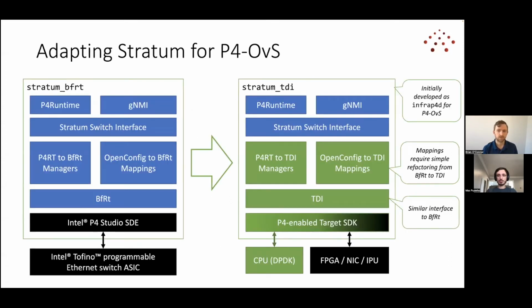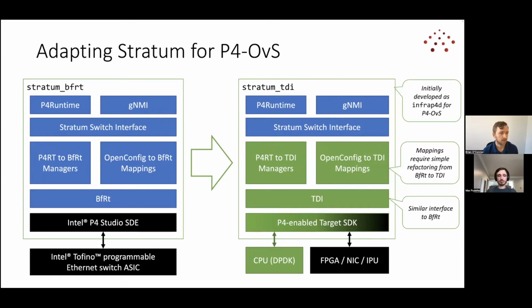I'd like to give you just a little bit of a hint of what the new Stratum TDI target looks like. As I mentioned, we started with Stratum BFRT, so that's a good working mental model for you to start with. And this is what's shown on the left-hand side of the screen. This includes the common implementations of P4 runtime and GNMI services on top of Stratum's common generic switch interface. It also includes the managers and mappers that translate from P4 and OpenConfig messages to Intel's BFRT API.